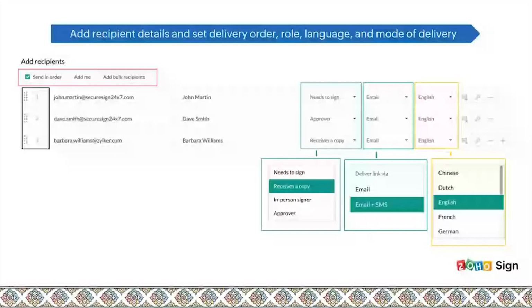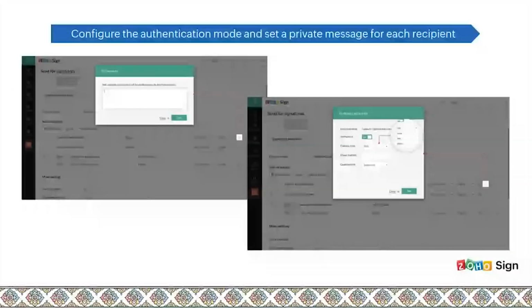If you want to send your document in separate copies to a large number of people at the same time, you can use the Add Bulk Recipient option, through which you can send your document to up to 300 recipients at once. You can also set authentication modes and send a personalized note to each of your recipients.